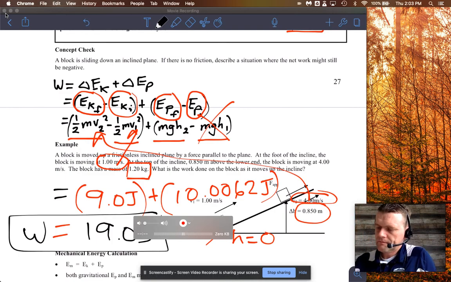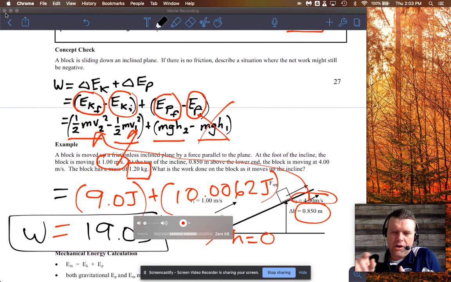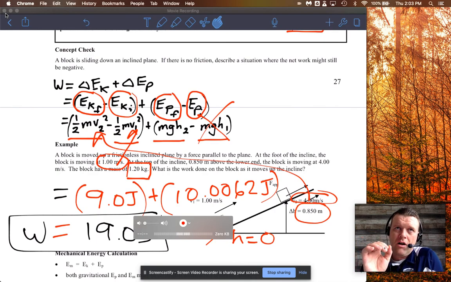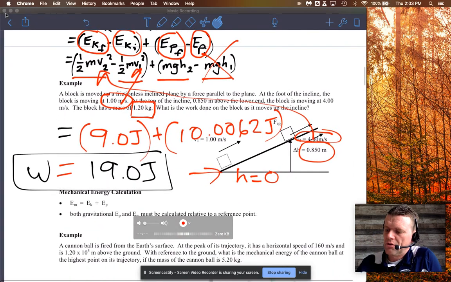Okay, so you'll see more of these, but with work, you do have to slow down because you got all these deltas to deal with. Mechanical energy, though, is a little more clean because there's no deltas. Mechanical energy is just the sum of the energy at a position. Okay, so let's look at a quick example of that.